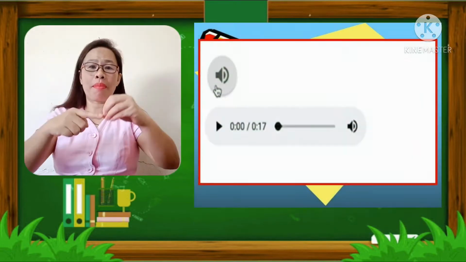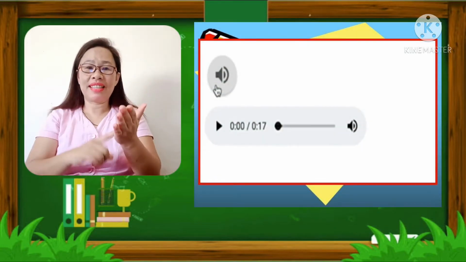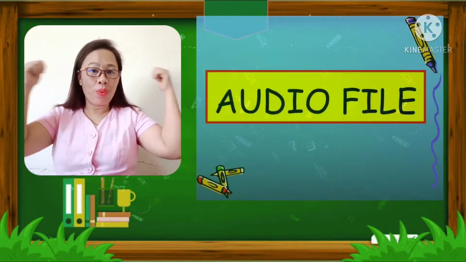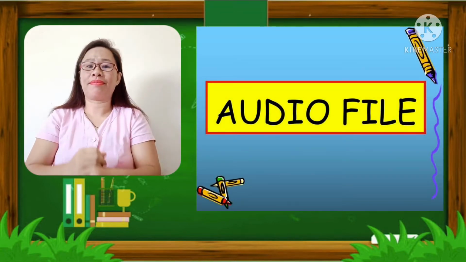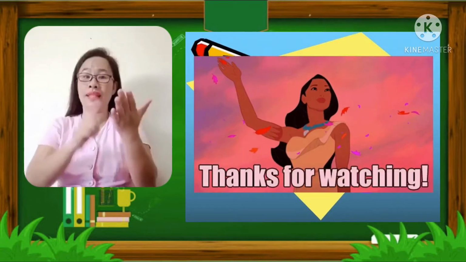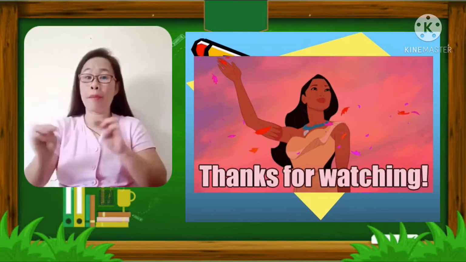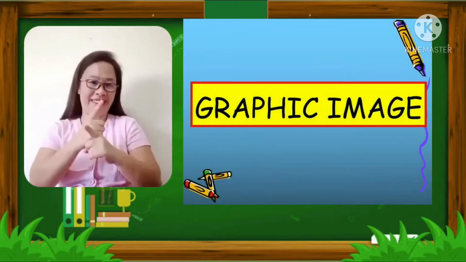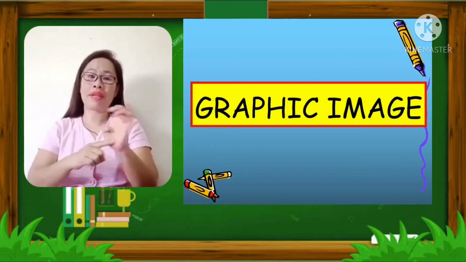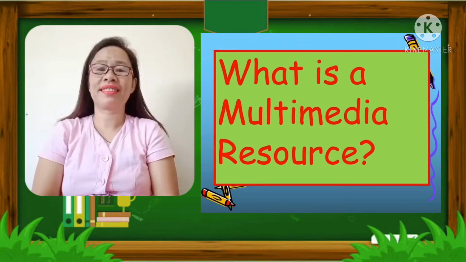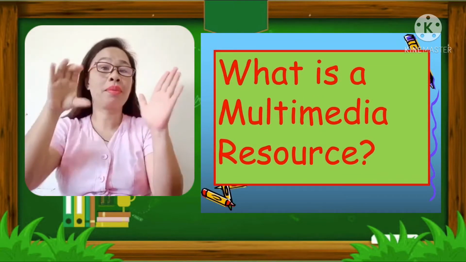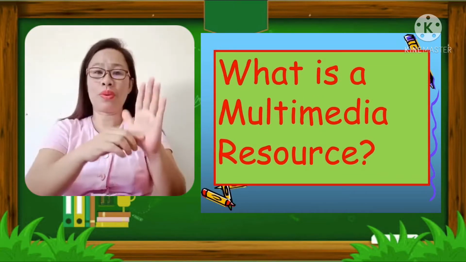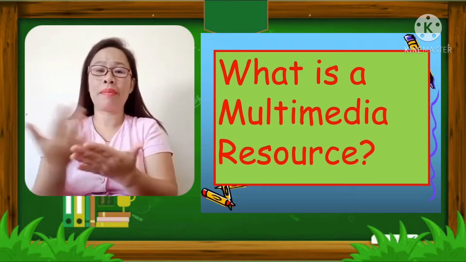This one. This is an example of an audio file. This one, a moving picture. Exactly. That is an example of a graphic image. Generally, the pictures that were flashed in the screen are what we call multimedia resources.